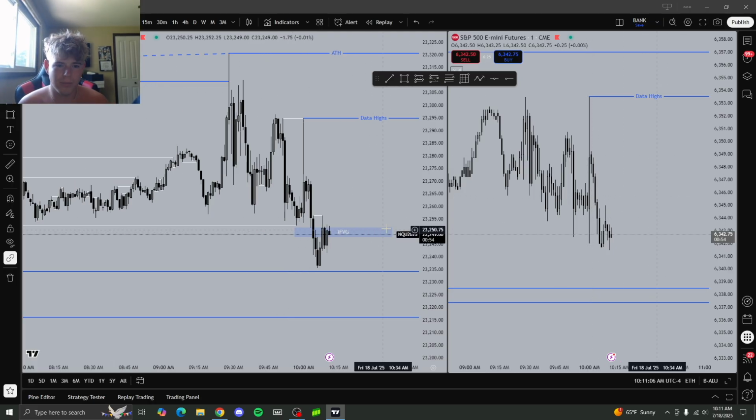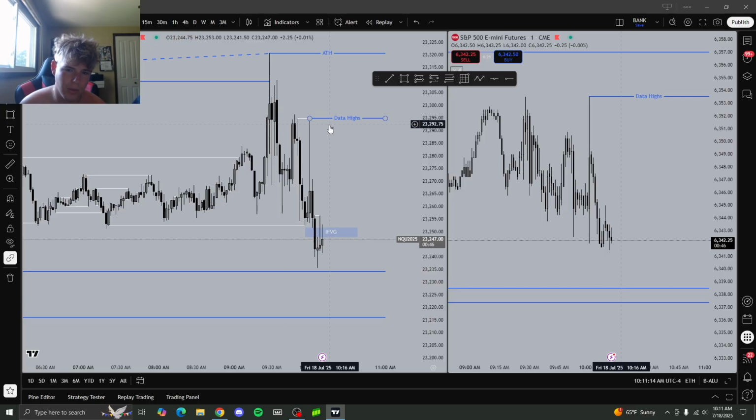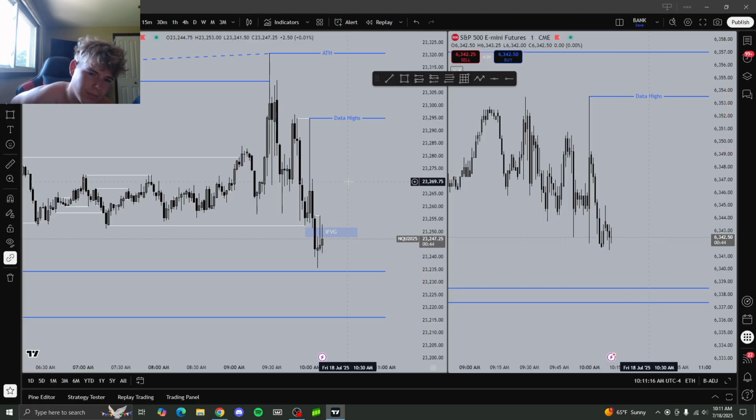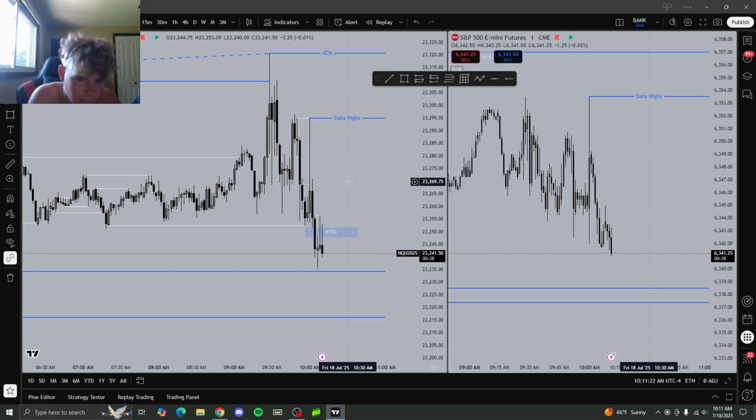Yeah, so just patience. Still got a minute for this 2-minute to inverse, so hopefully if it does inverse, it doesn't send price higher, because that'd be pretty annoying.